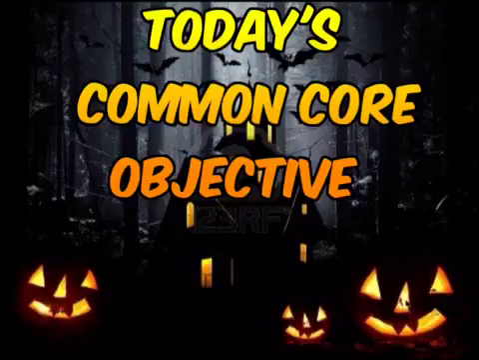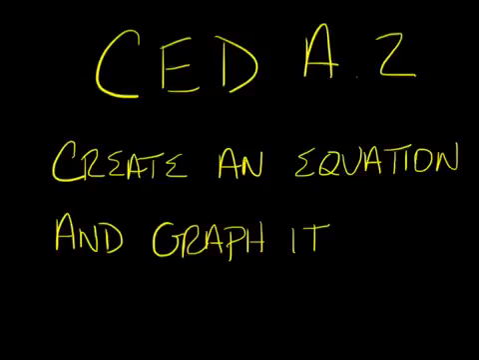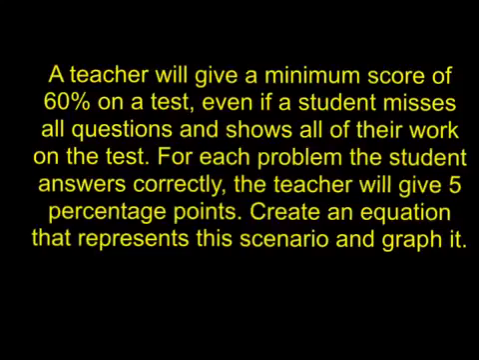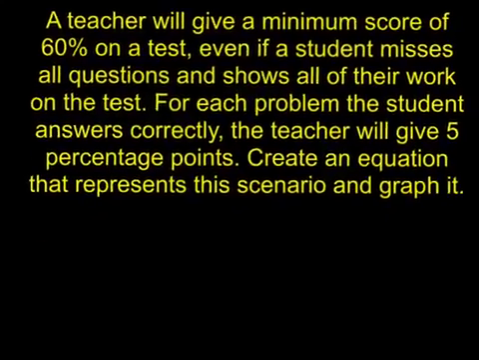Today's Common Core objective: create an equation and graph it. Here's example 1. A teacher will give a minimum score of 60% on a test, even if a student misses all questions and shows all of their work on the test. For each problem the student answers correctly, the teacher will give 5 percentage points. Create an equation that represents this scenario and graph it.